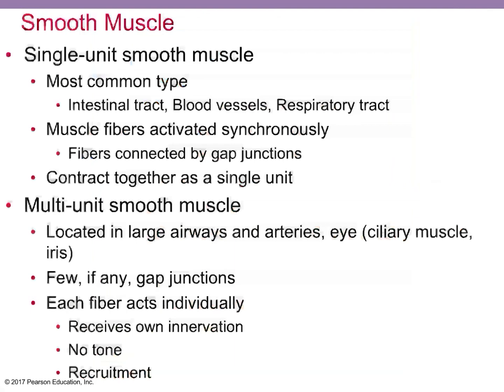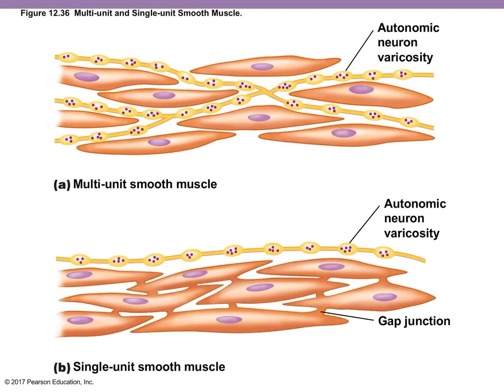Let's take a look at the units of smooth muscle. So there's something called single unit and multi-unit smooth muscle. All that means is that single unit means that the smooth muscle acts as one unit. So it contracts together as a single unit. And what multi-unit means is that each muscle fiber can contract individually. And so each fiber receives its own innervation.